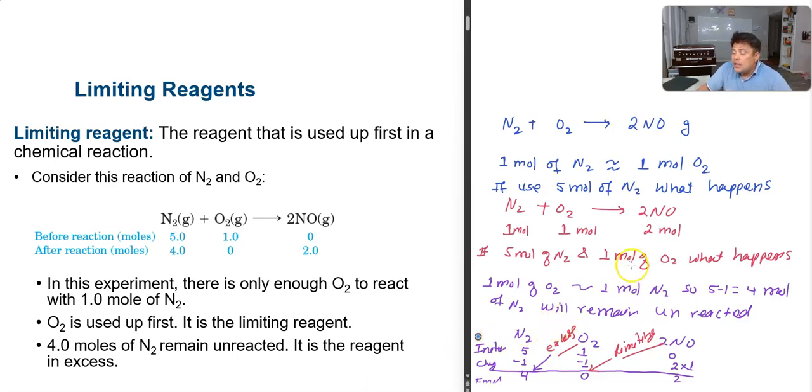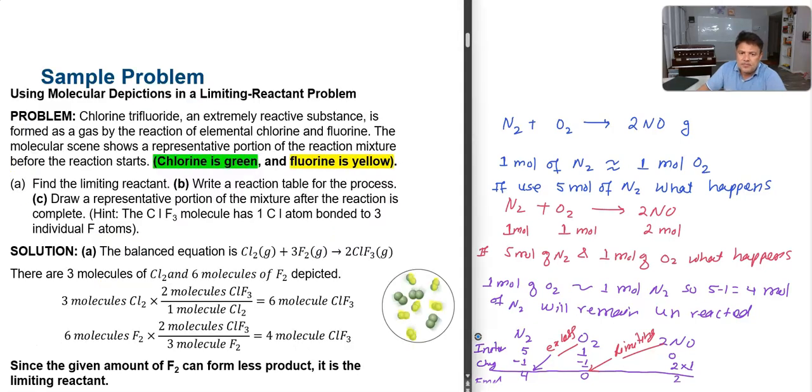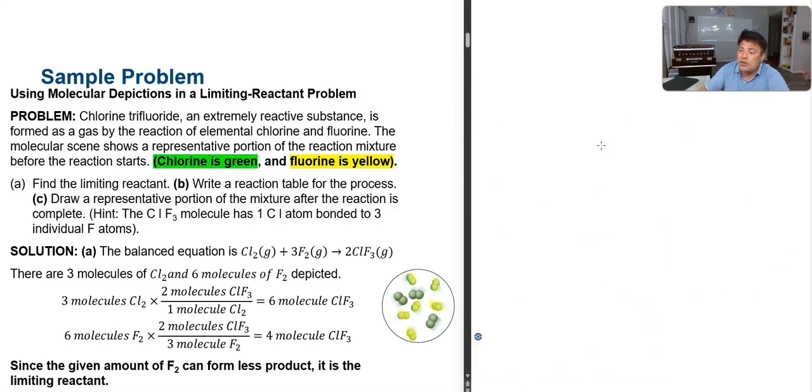How do we know that? By the mole relationship between reactant and the product. Okay, so that is the limiting reactant. So let's see some example to understand.